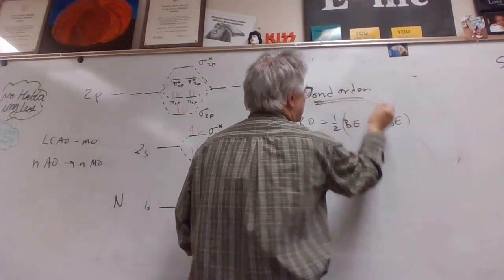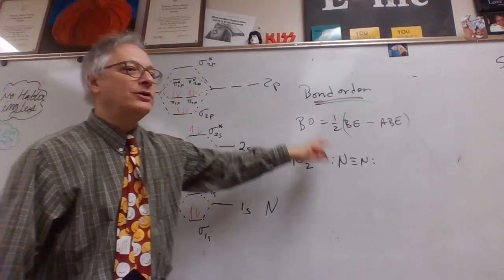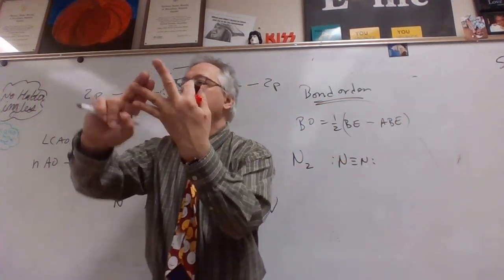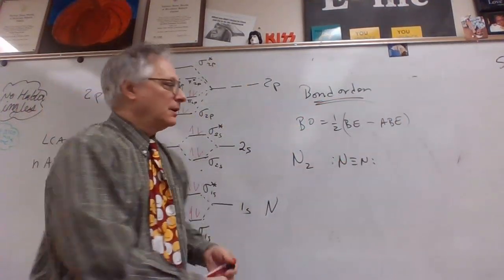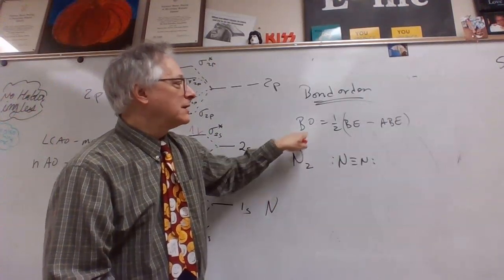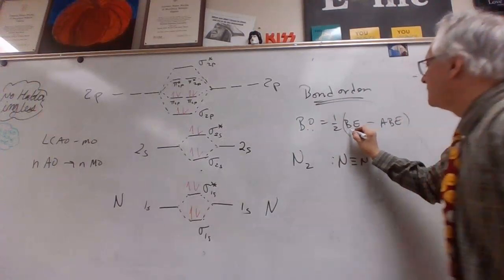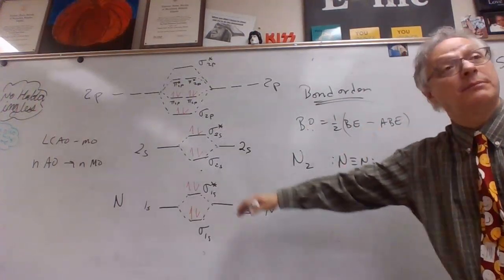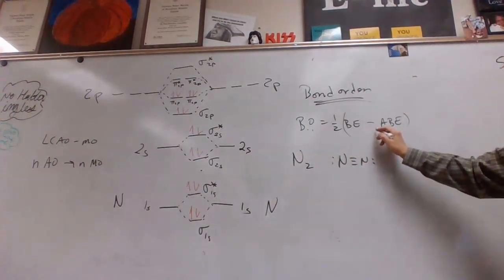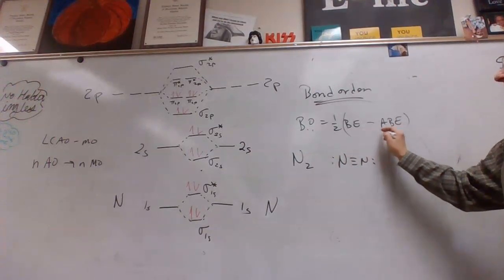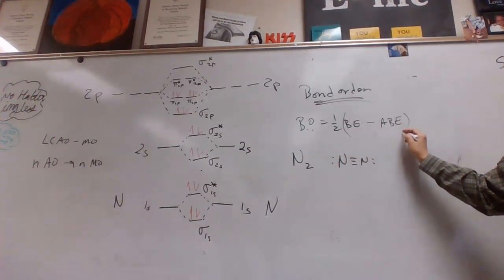Bond order. Now, is it single, double, triple? Well, the formula is bond order is equal to 1/2 times the number of bonding electrons in the bonding orbitals minus the number of electrons in the anti-bonding orbitals.